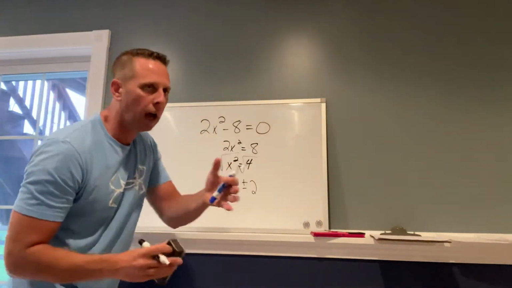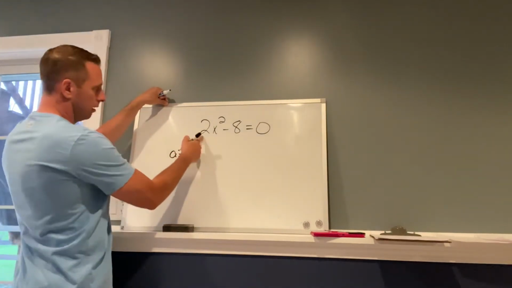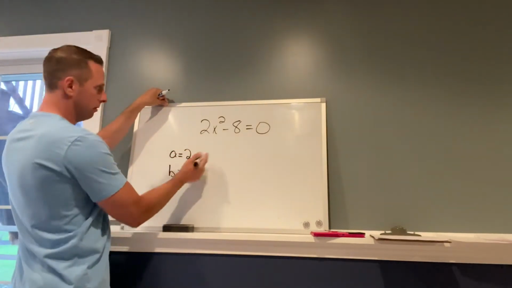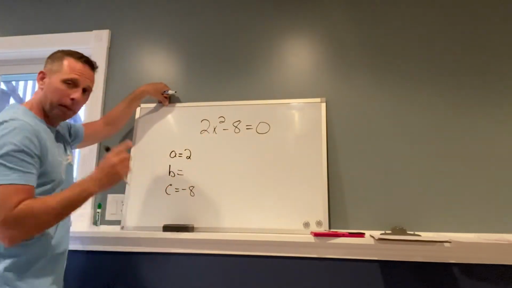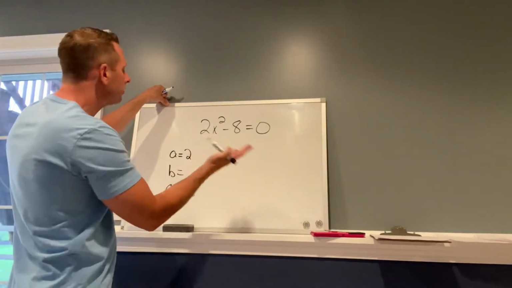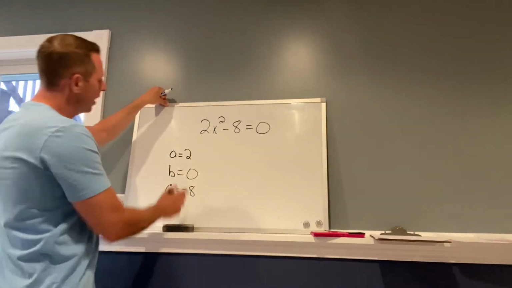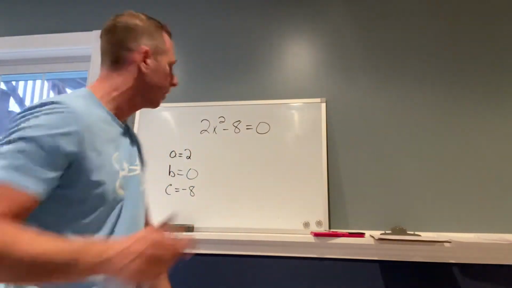You could solve this using the quadratic formula. All right. What's A? 2. What's B? B is not -8. C is -8. B is the coefficient on x. Where's x? Oh, I don't see it. So it would be 0. Now you can plug that all into x equals the opposite of b plus or minus the square root of b squared minus 4ac, all over 2a.